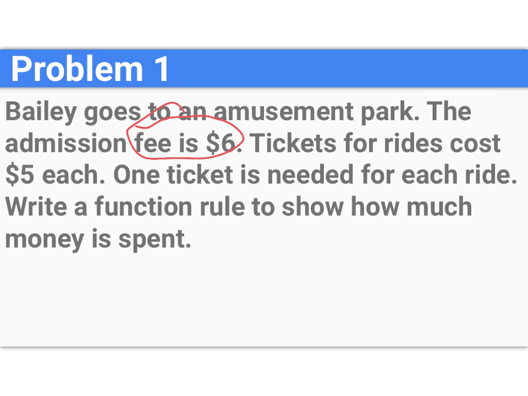So our f of x, rides cost $5 each. So that means $5 per ride. This is our rate of change, $5 for one ride. So the rate of change always multiplies to your x. Our x is tickets, because that changes. And then add our admission fee. So tickets for rides cost $5. One ticket is needed for each ride.